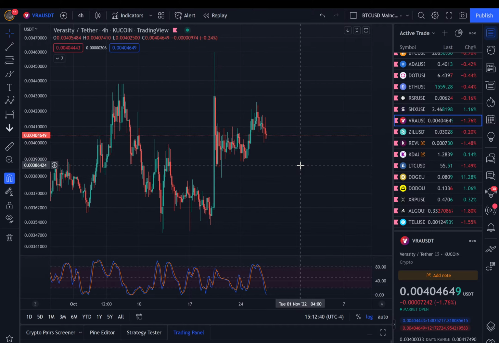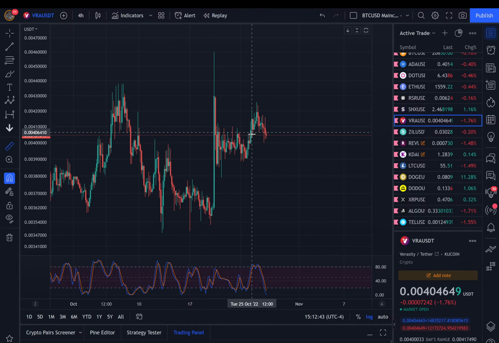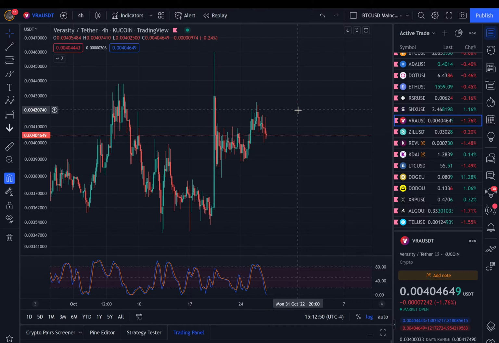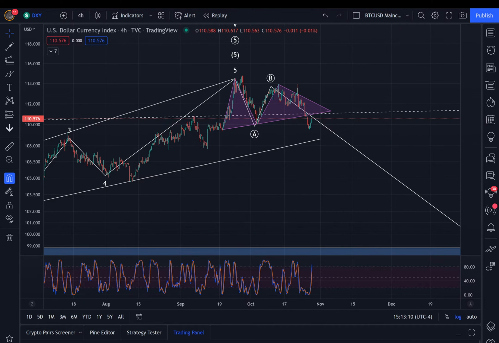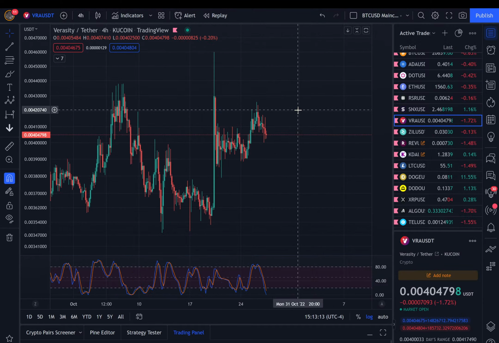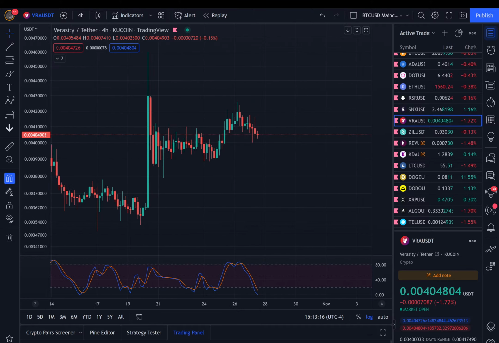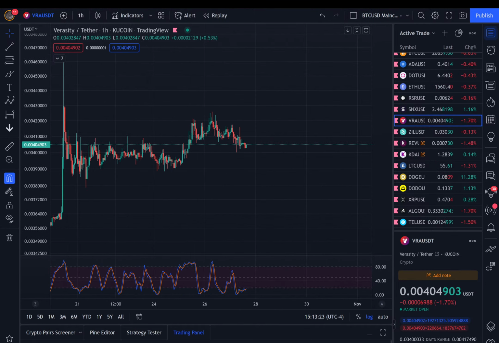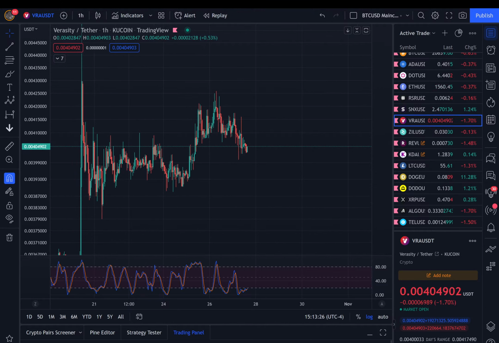So 16 hours for wave 1, about 1 day and 16 hours for wave 2. Let's see, 1 day, 16 hours, that's 40 hours, right? So 16 over 40. I don't know. Or am I reading this wrong? Okay, let's go on the smaller time frame and make sure I'm reading this better.